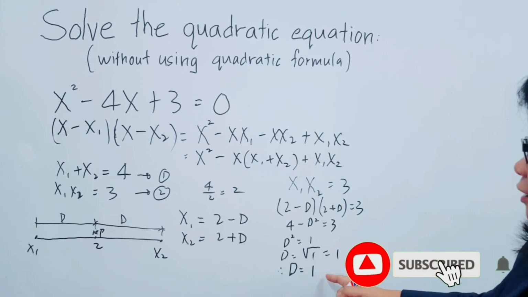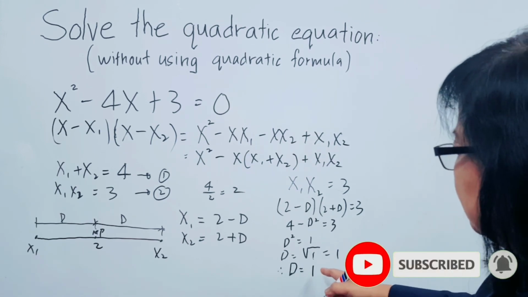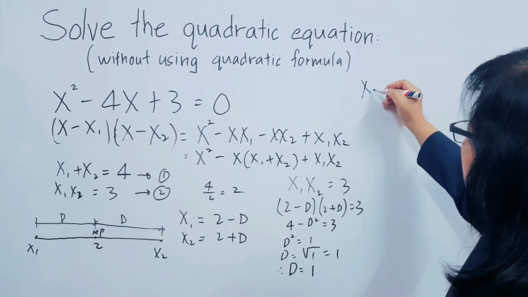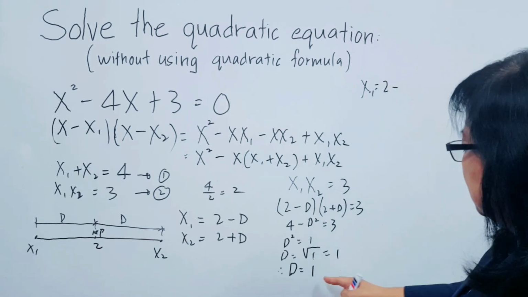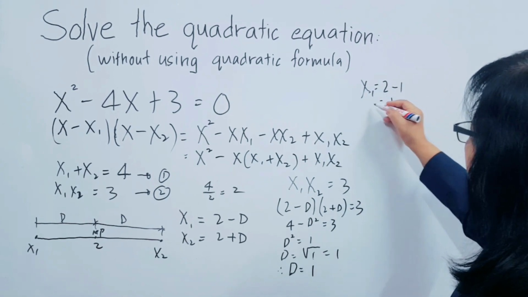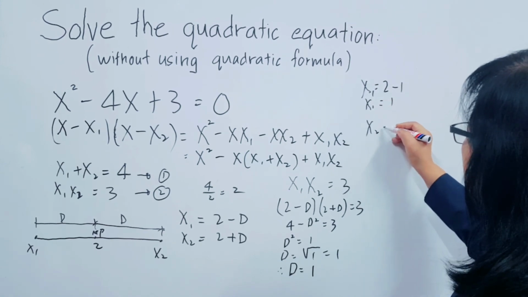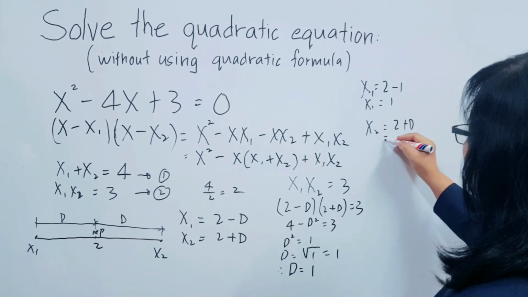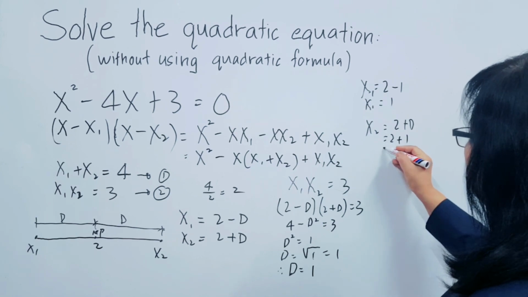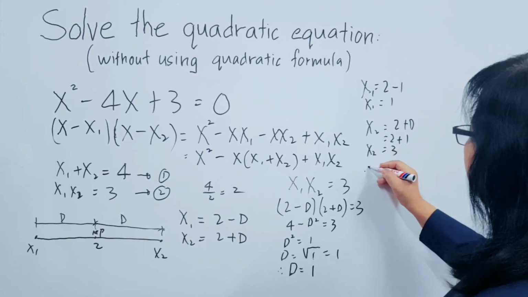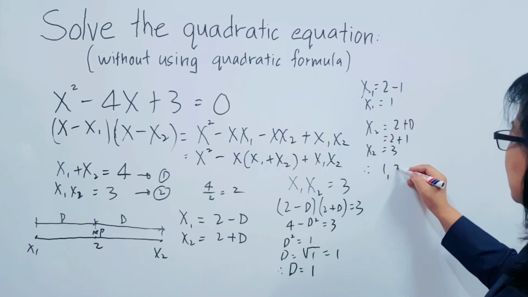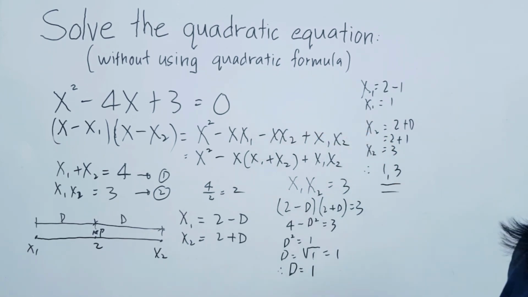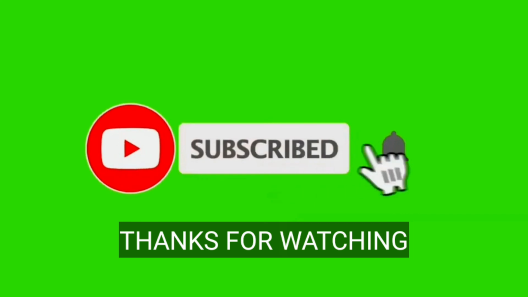Now, if we substitute this one, we can say that x1 is equal to 2 minus D, where D is 1, which is equal to 1. And x2 is equal to 2 plus D, which is equal to 2 plus 1, which is equal to 3. Therefore, the roots are 1 and 3. These are the answers without using the quadratic formula.